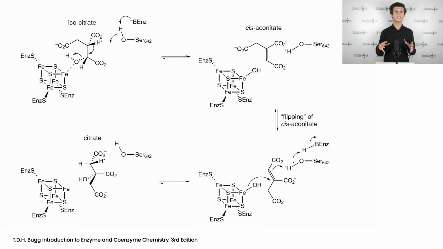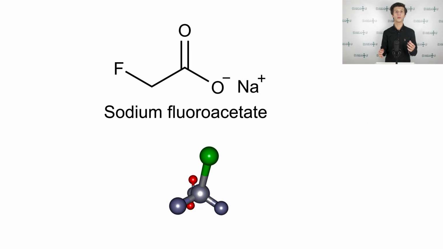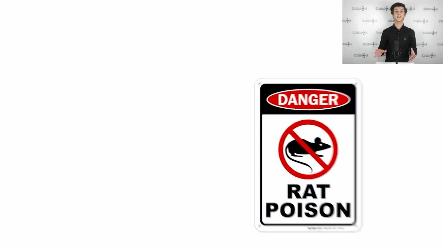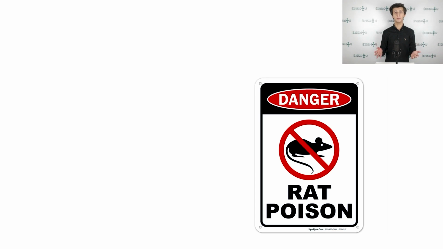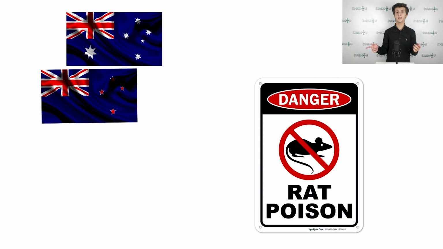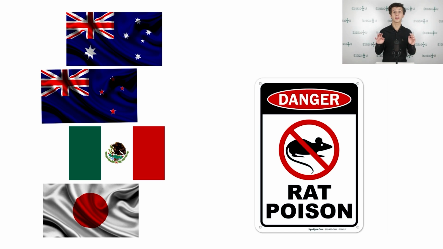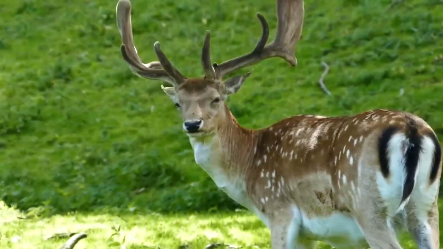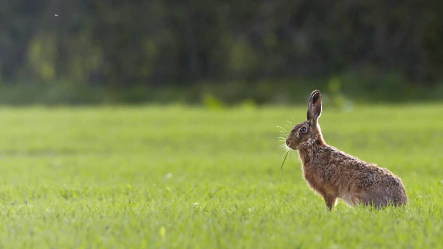The citric acid cycle is one of the key metabolic pathways in aerobic organisms. That is why inhibition of its enzymes leads to fatal consequences. The well-known inhibitor is sodium fluoroacetate. It is used as a rodenticide in many countries, for example in Australia, New Zealand, Mexico, Japan, etc., to protect plants from rats. It also helps to control the population of possums, deer, and rabbits.